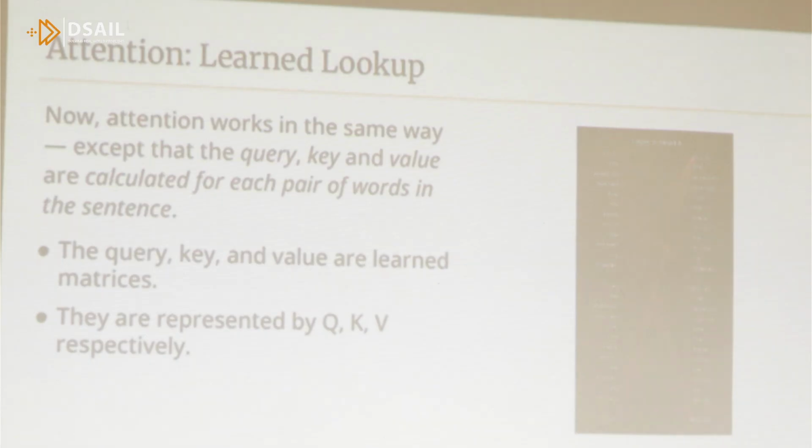So the query, key and value are learned matrices. Again, this is a concept of learning. The model will learn this during training, and they're represented by Q, K, and V respectively.